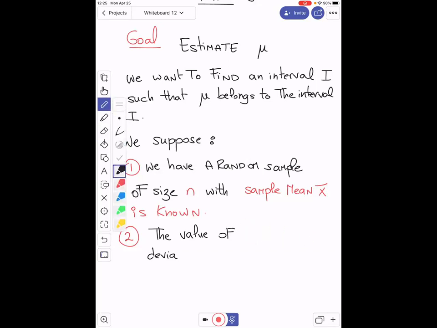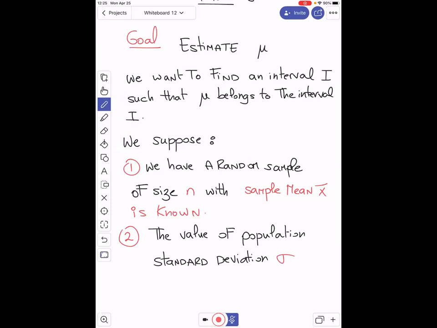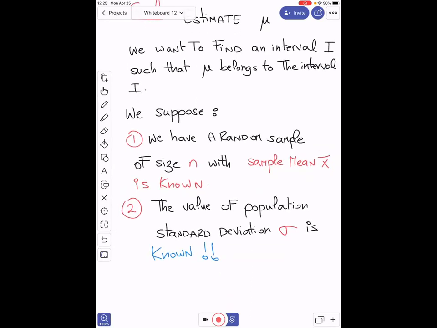So the value of the population standard deviation sigma is known. Sigma is known. This is known. Okay. All right.